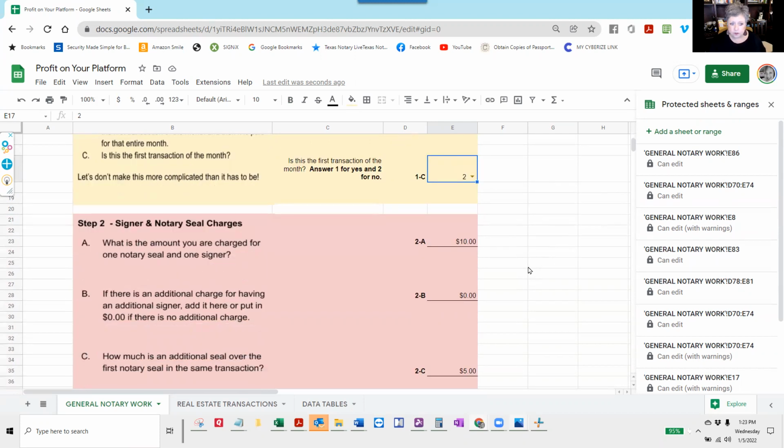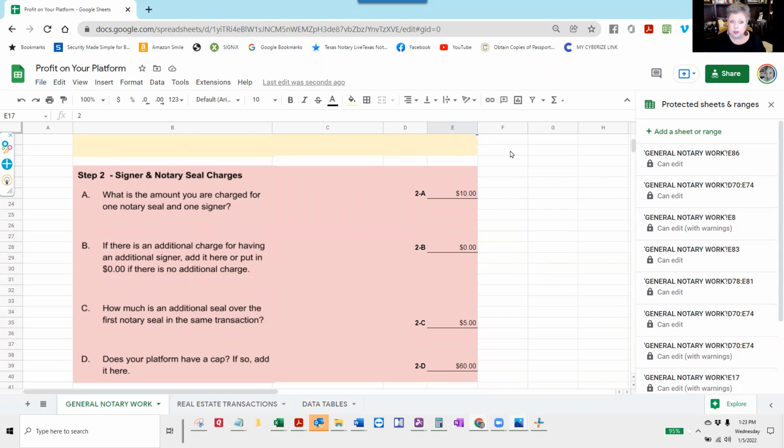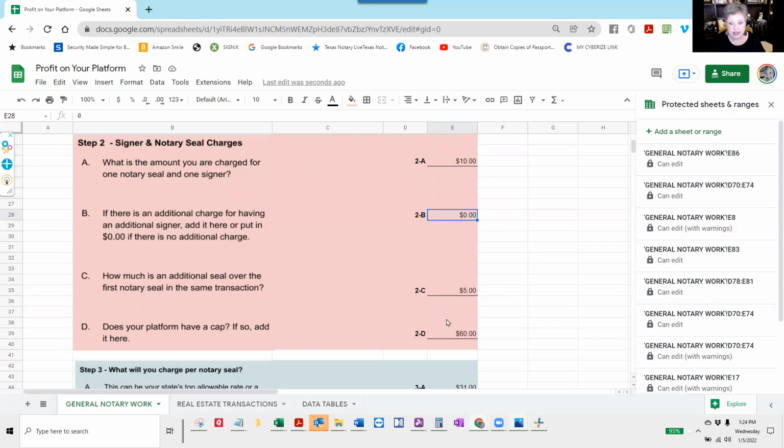Okay, so what is the amount that you're going to be able to charge for the notary seal in one signer? Or what is the amount that you will be charged? That's $10. That would be a normal amount for the first notarial seal and one signer. Some platforms charge an additional amount for another signer or 5 signers. You know, the amount goes up, but my platform does not, and many do not. So I'm just going to put that at a 0.